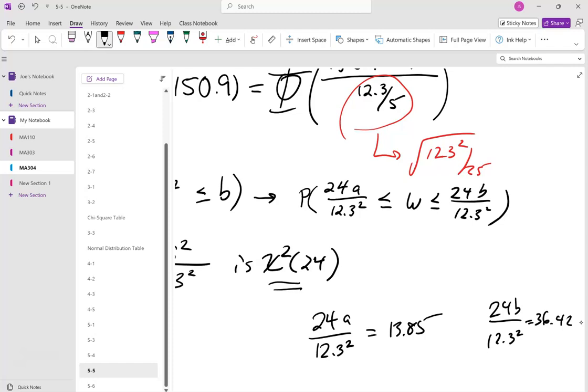The numbers aren't important in this problem. The entire idea was what do I need to do to the problem? What do I need to do to the sample variance to change it into a chi-squared? That's the whole point of the problem. You have to multiply it by n minus 1 and divide it by the variance. Okay? All right. We'll do more of this next time.